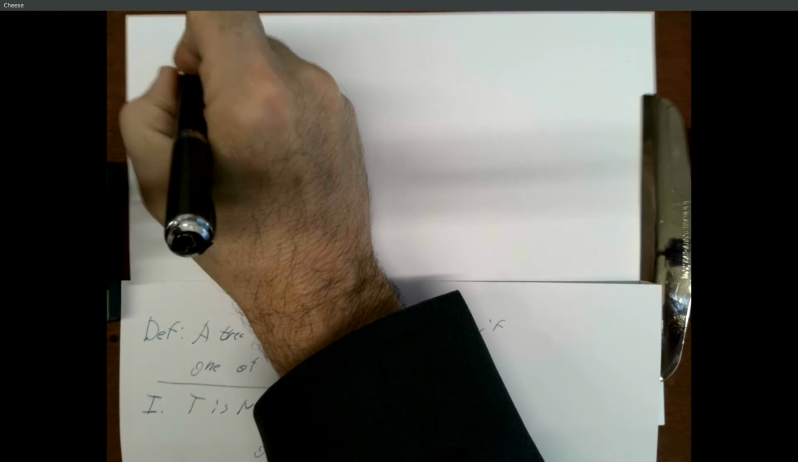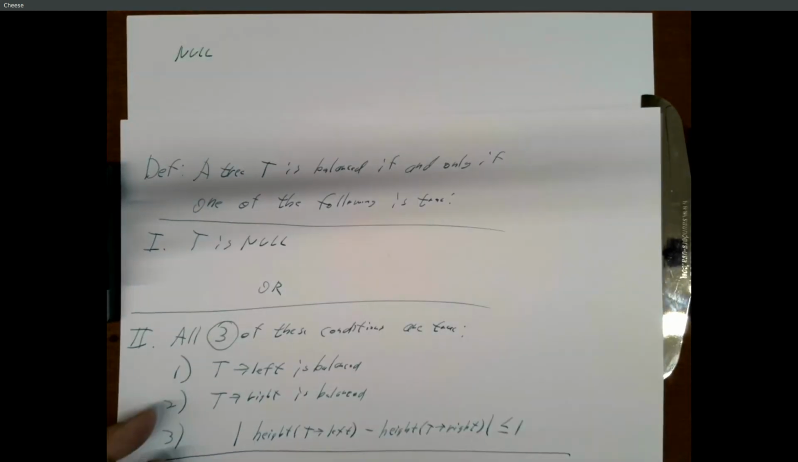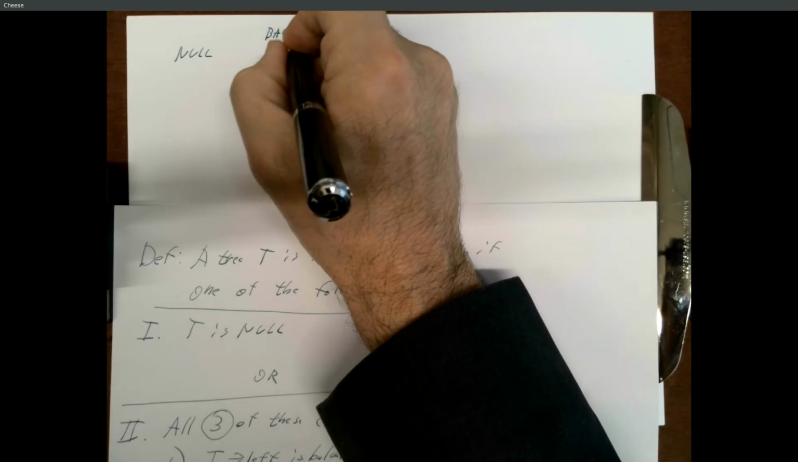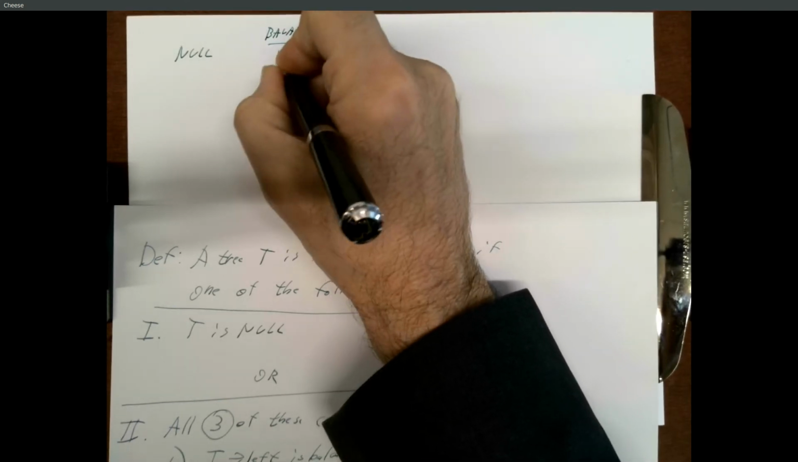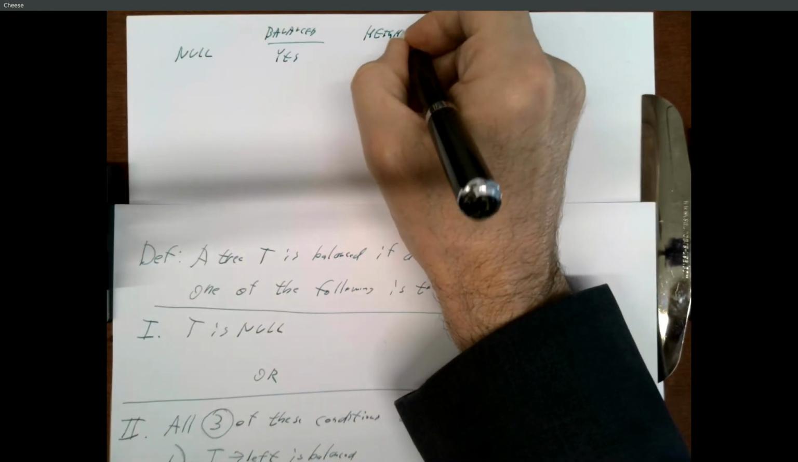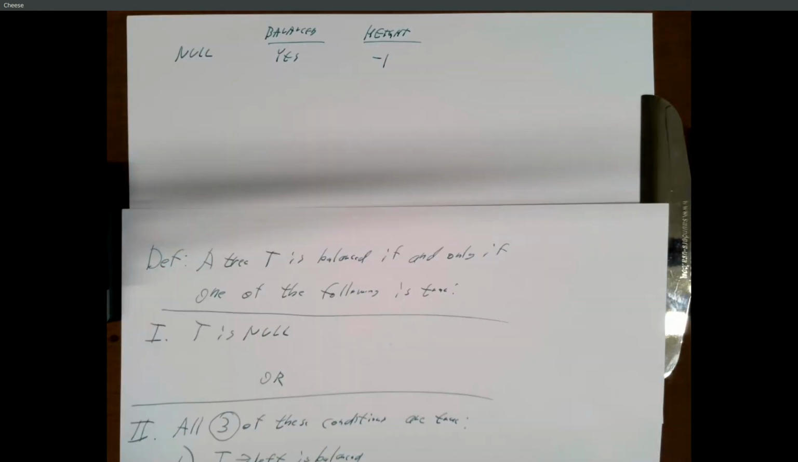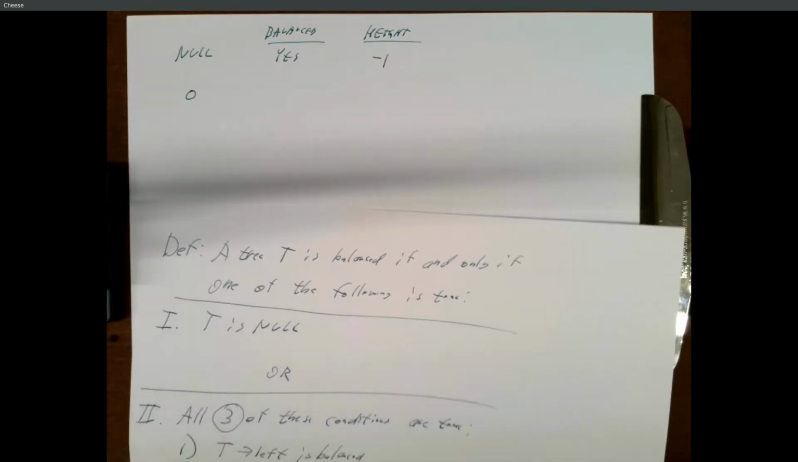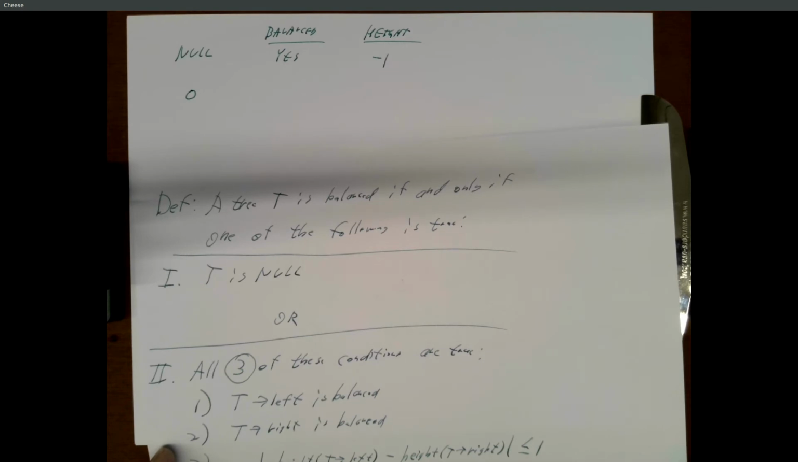Suppose your tree is null. Is it balanced? Okay. And what is its height? -1, that's just a definition, edge case. Okay, suppose your tree consists of a single node. Is that balanced?